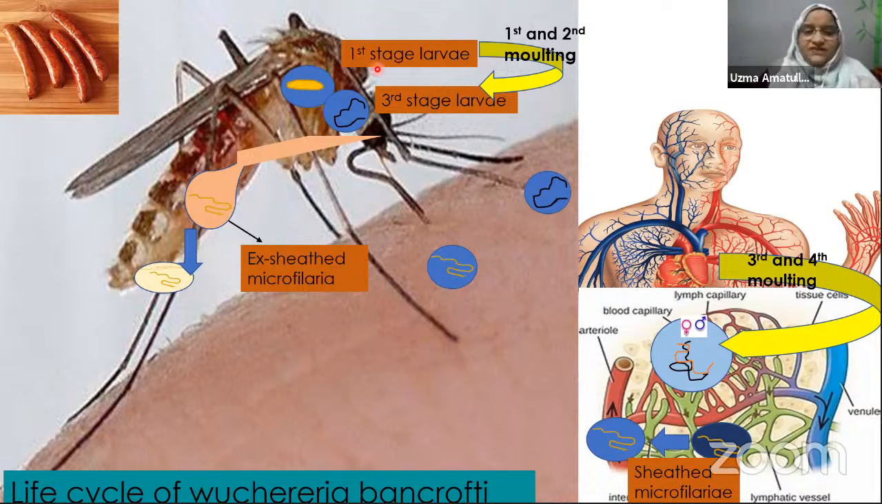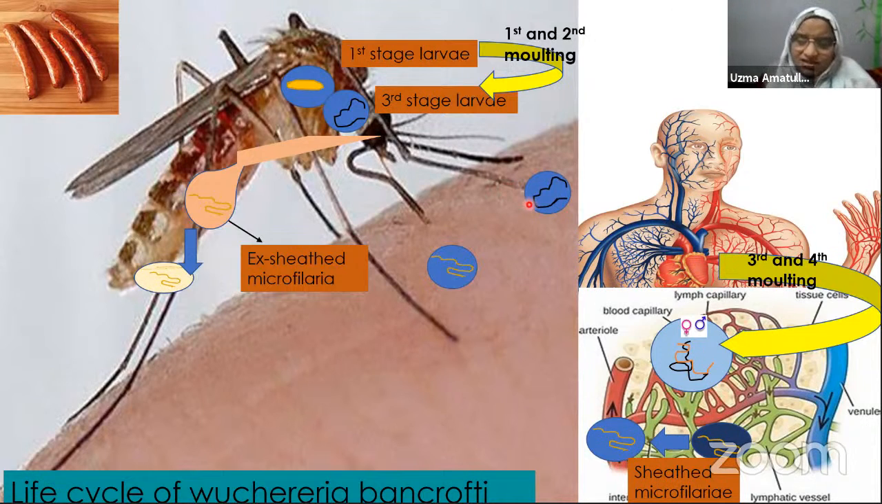Now, in the thoracic muscles, this first stage larva will undergo two moltings. First molting takes place and it will become second stage larva. Then second molting will take place and it will become third stage larva. So this third stage larva is very long, and infective also, infective to human beings. Now this third stage infective larva will travel and be there in the labium of the mosquito. Labium means lower lip. It will be there, and when this mosquito bites another healthy person, this infective third stage larva will enter into the body of the host, man.